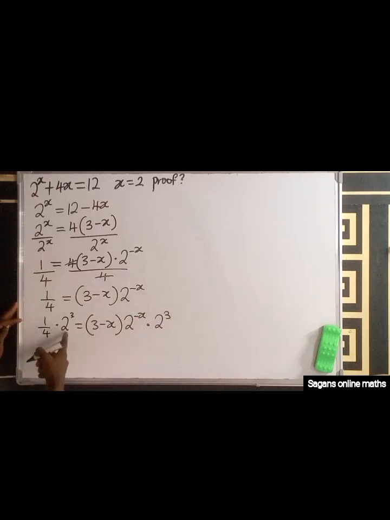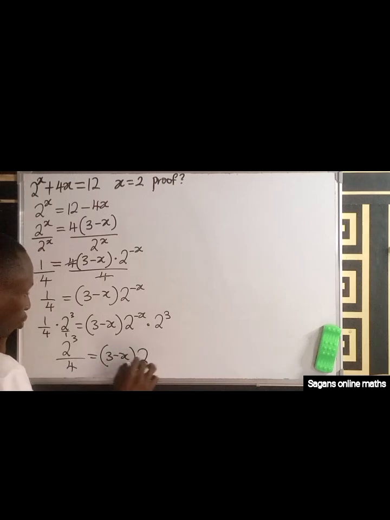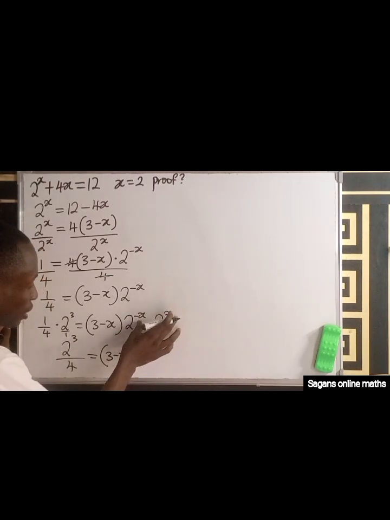Okay? Now this time, we're going to have 2 raised to the power of 3, then divided by what? 4. Because 1 times 2 raised to the power of 3 is 2 raised to the power of 3, and the denominator of this is 1, right? So 4 times 1 will give us 4. Equals 3 minus x, then multiplied by 2 raised to the power of what? Now, if we obey the properties of indices, the multiplication law of indices, we all agree that since the bases are the same, we can take a single base and add the exponents, right?